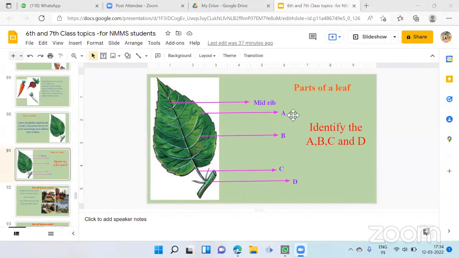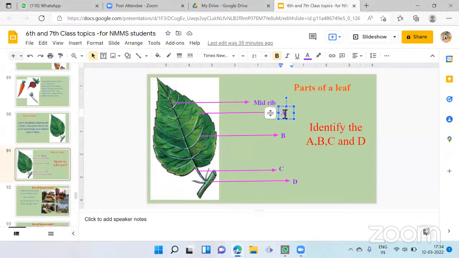So children, sorry for the inconvenience about the technical fault. So see here. Now let us discuss what is A. A means the part which is labeled as A. What is this part? Anyone? This is lamina. Lamina means patra dalamu, leaf lamina.